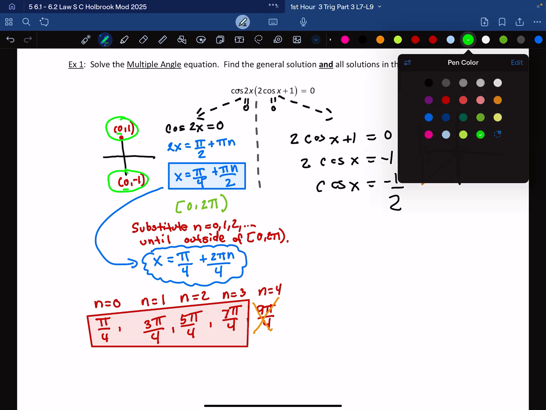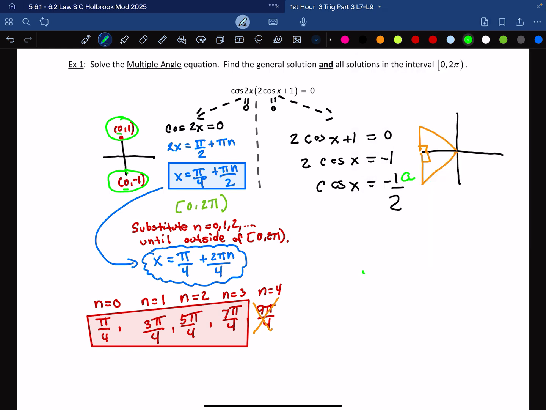Cosine, recall, is defined as the adjacent side over the hypotenuse. So the adjacent side is a 1, the hypotenuse is a 2. So what we're interested in is this vertical side here, which is going to be across from your reference angle. So it's always that reference angle that you are in search of, and the angle across from the square root of 3 is 60 degrees. So there's your reference angle.